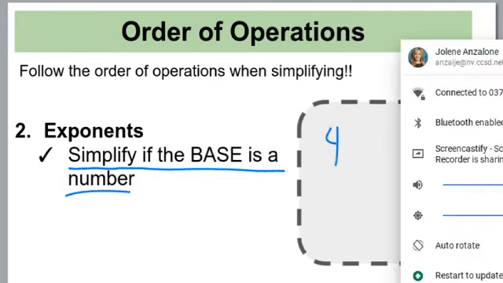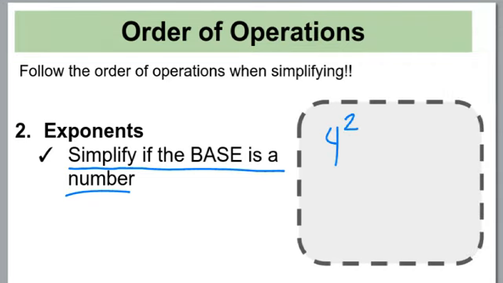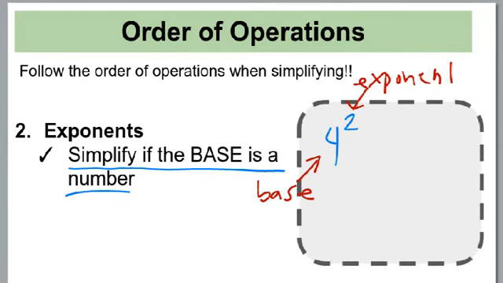Let's do a quick review. 4 squared. The number 4 is the base. The 2 is the exponent. This would simplify to 16, right? 4 times 4. So when you see a number with an exponent, our natural reaction is to simplify it. 4 times 4 equals 16. Well, if I have x squared, I cannot make x squared become anything but x squared. It cannot be simplified.